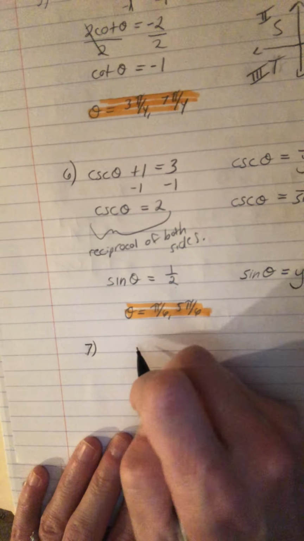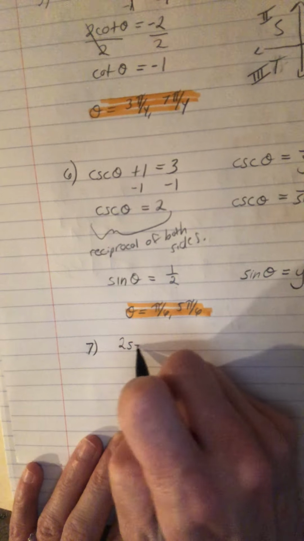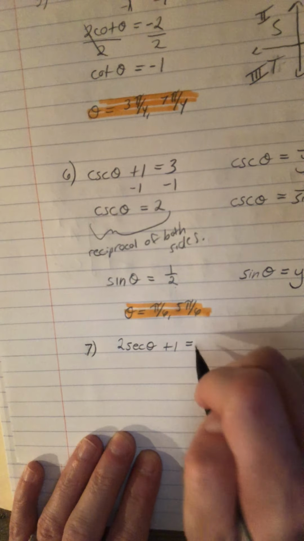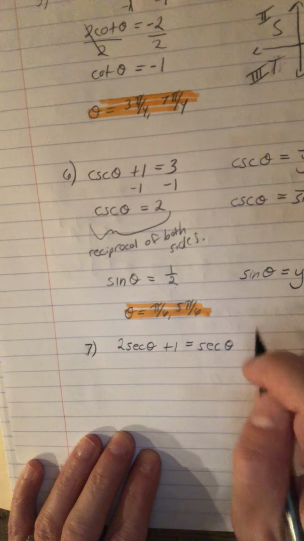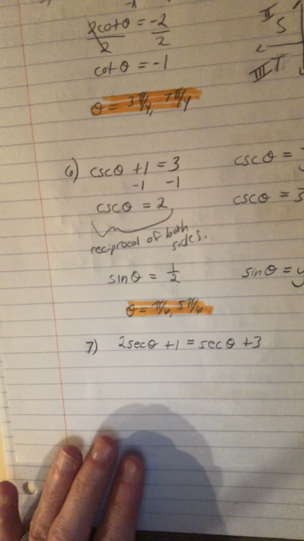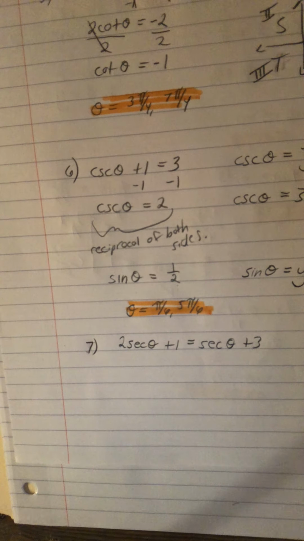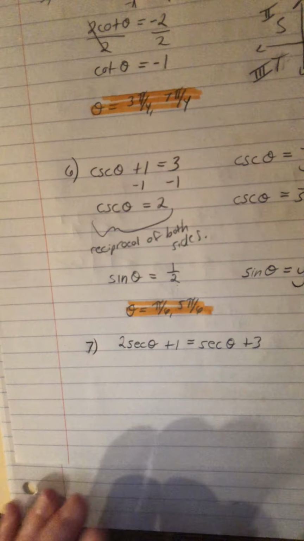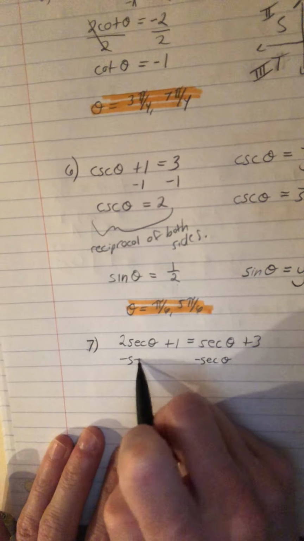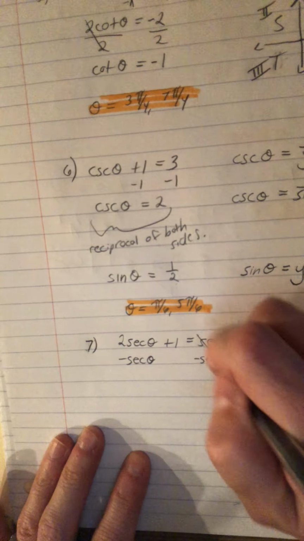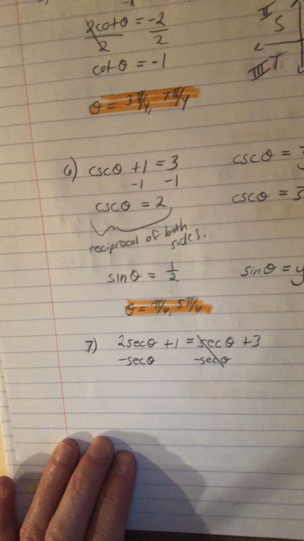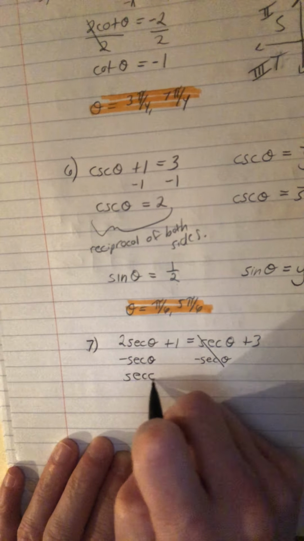All right, guys, so my last one that I'm going to do today is 2 secant theta plus 1 is equivalent to secant theta plus 3. Now, this is slightly different because we have 2 secant terms. But our goal is going to be to move both secant terms to one side. So in this case, I'm going to subtract this secant theta. You treat it like an x variable, meaning 2x minus x would be x. 2 secant theta minus secant theta will be secant theta.